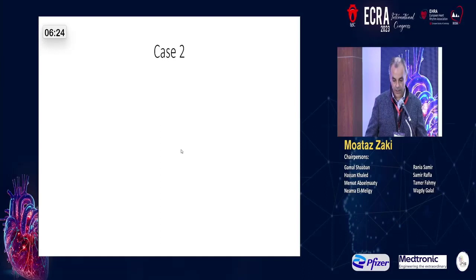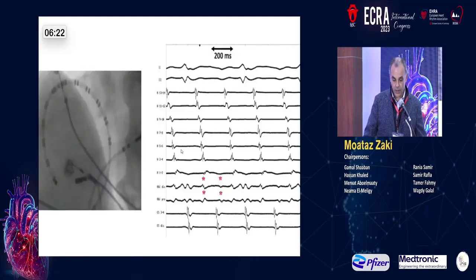So the same thing. Even in this case, published by Pierre Jaïs and Michel Haïssaguerre's group, showing counterclockwise atrial flutter, even though you have double potentials of block across the CTI.